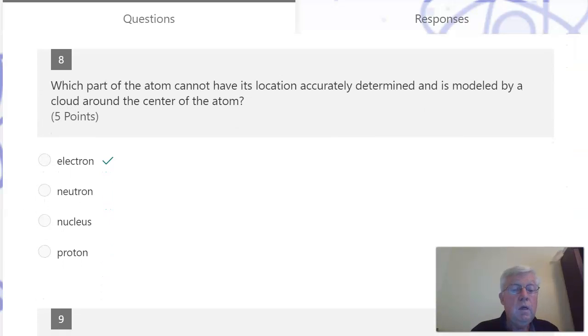Number 8. Which part of the atom cannot have its location accurately determined and is modeled by a cloud around the center of the atom? So, we've talked about electrons being in these orbits, but that's just the model that works for us. What electrons really are, are these subatomic particles that go flying around all the time.